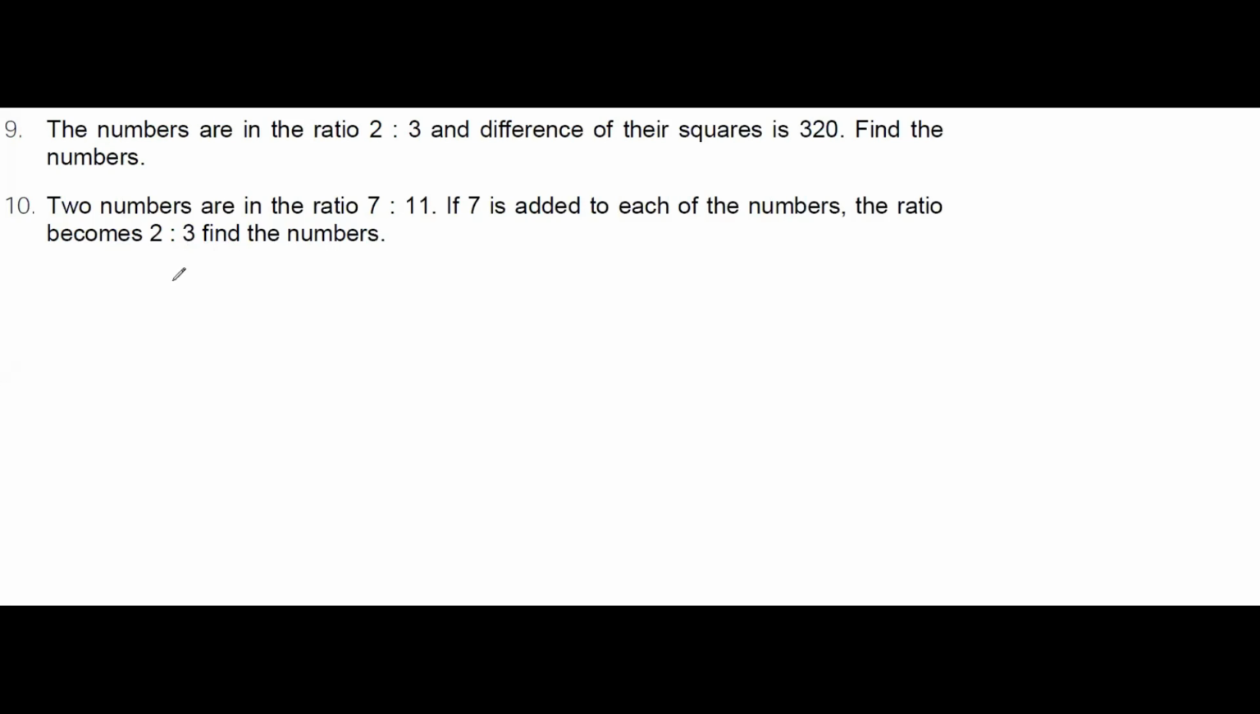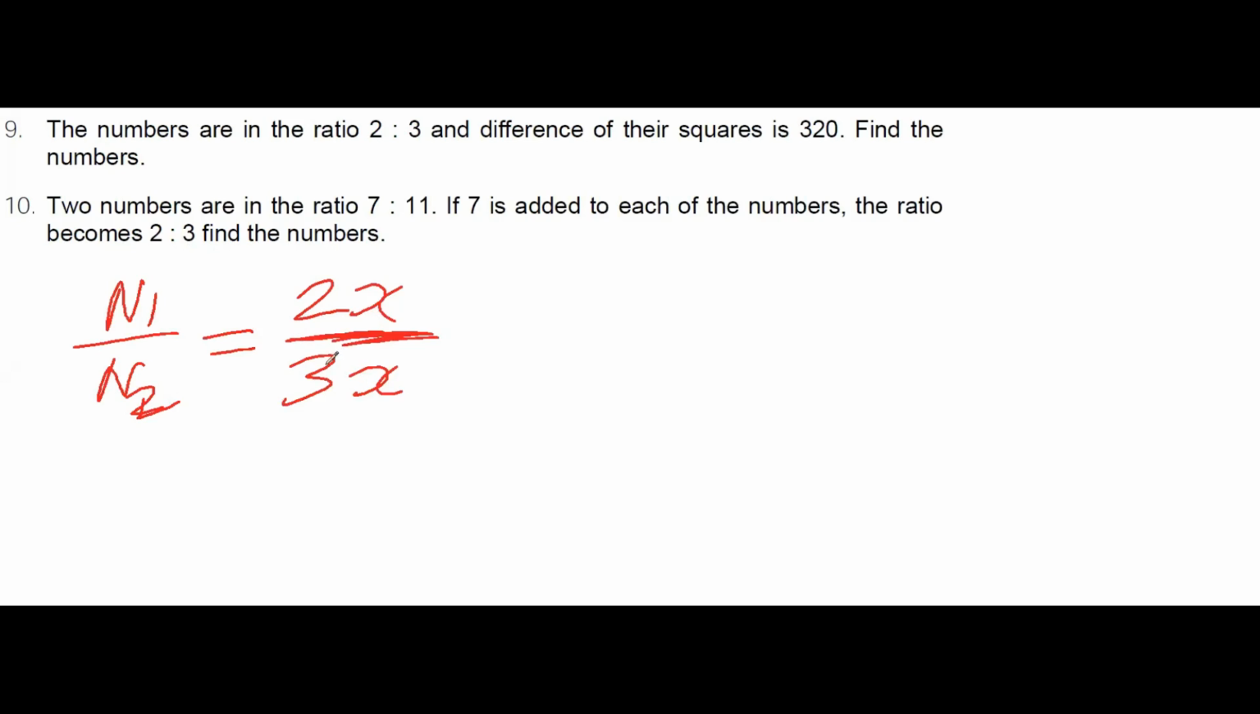So question number 9 says that the numbers are in the ratio 2:3 and the difference of their squares is 320. So what is the number? Let n1 and n2 be the two numbers. They are in the ratio 2:3. So I can have a common multiple x. So my n1 will be 2x and my n2 will be 3x.